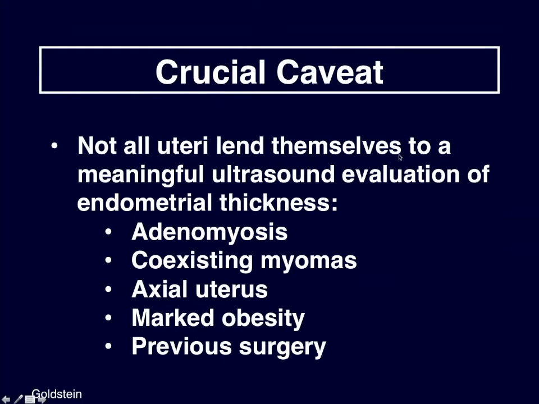Not all uteri lend themselves to a meaningful ultrasound evaluation of endometrial thickness. Things like adenomyosis, coexisting myomas, the axial uterus. People used to think the retroverted uterus was problematic. The closer to a right angle the beam of sound is to the structure you want to study, the better you will see it. Marked obesity, previous surgery.